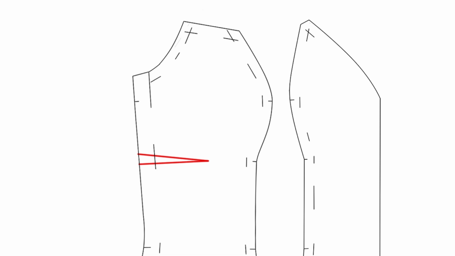The dart is drawn from the side. Its top lays on the under bust line. The base point is located on the side seam, at a distance of half of its depth from the under bust line. In other words, the under bust line divides the dart exactly in half. The deeper the dart, the longer it is.